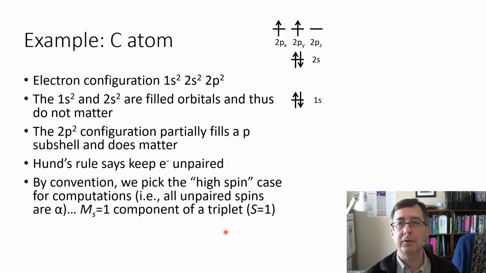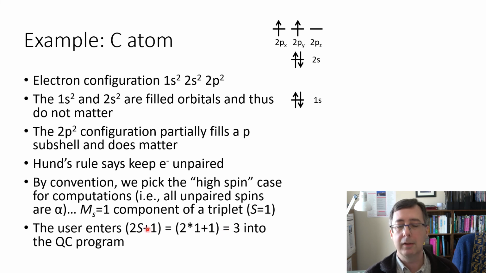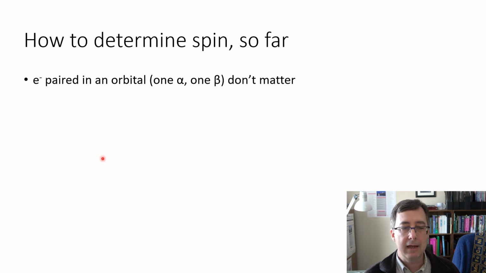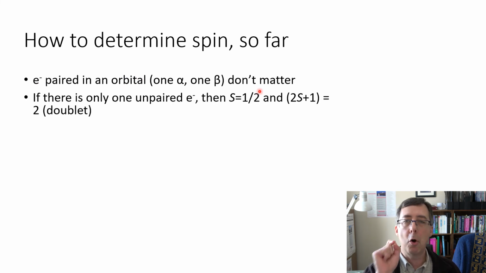And if I wanted to run a calculation on carbon atom, then in the program I would input 2s plus 1. If s equals 1, then plug that in, and I get 3, so I would tell it, hey, it's a triplet. So let me see if I can summarize where we're at so far in determining spin. If I have two electrons paired in an orbital, one alpha, one beta, it doesn't matter, and I just get a singlet. If I have only one unpaired electron, then little s equals a half and big S equals a half because there's nothing else going on, and then plug this into this formula and I get 2. So it's a doublet.